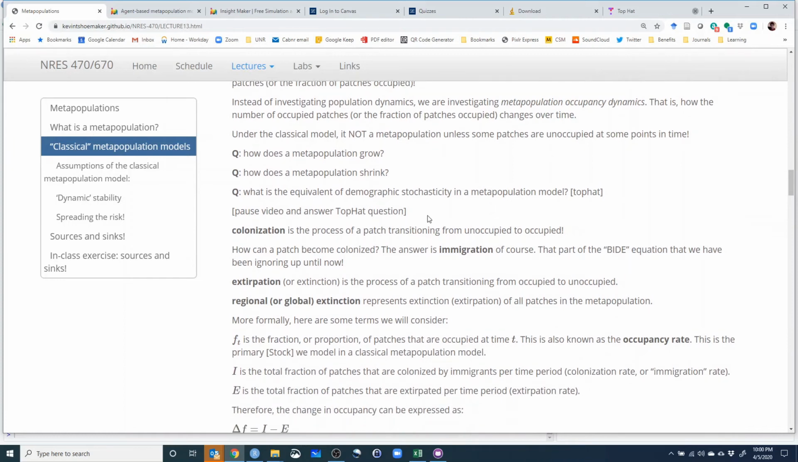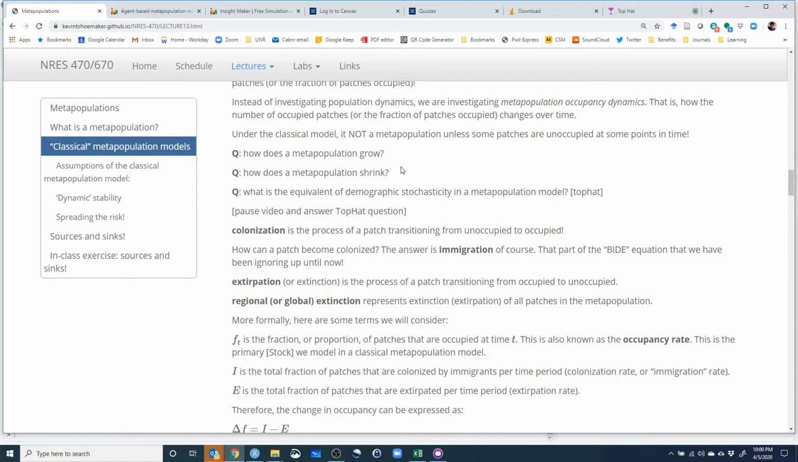So instead of investigating population dynamics, we're looking at the dynamics at a different level. Like, how does the fraction of occupied patches change? One year you have 75% of patches occupied, the next year you have 60% of patches occupied. That's the dynamics that we're considering now. In the classical model, it's not a metapopulation unless some patches are unoccupied at some points in time.